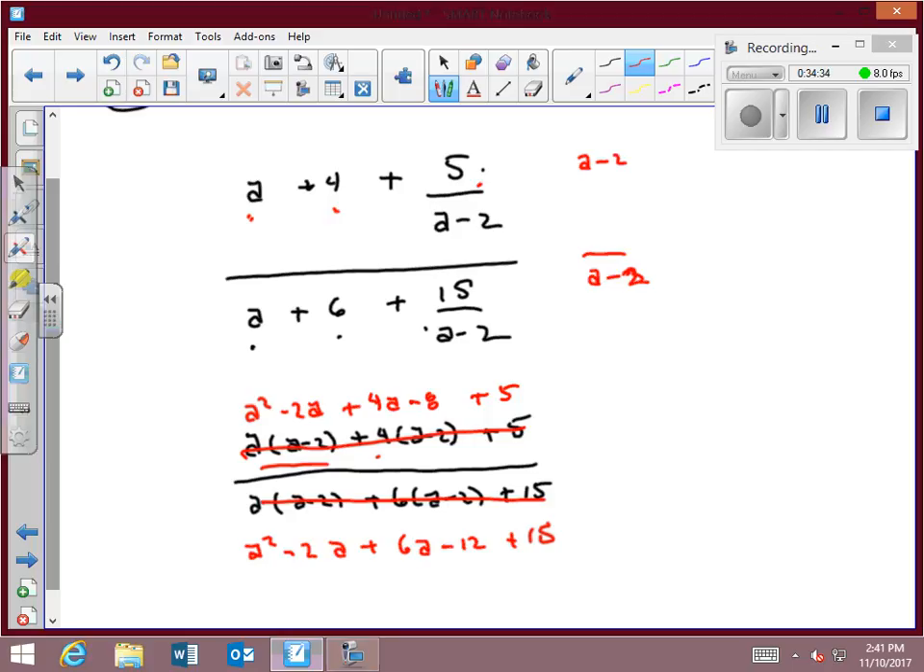So the numerator is A squared plus 2A minus 3. Is that right? The denominator, A squared plus 4A plus 3.